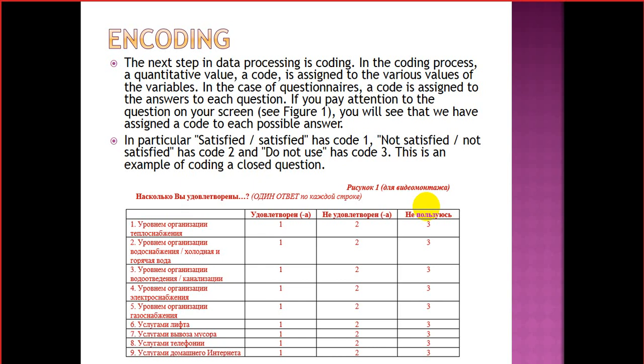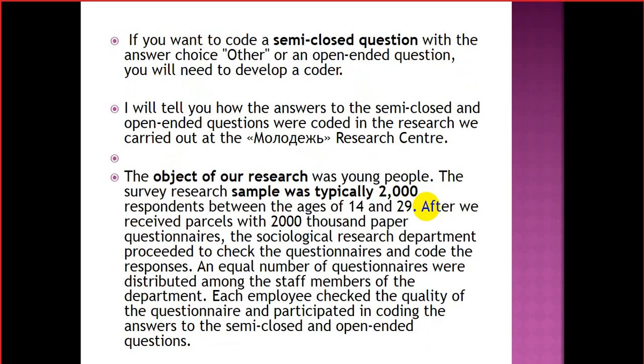Can you understand me? In English in particular, satisfied has code 1, not satisfied has code 2, and do not use has code 3. This is an example of coding a closed question. Okay? So, in particular, okay, next.